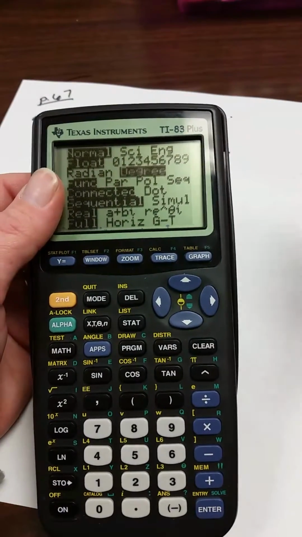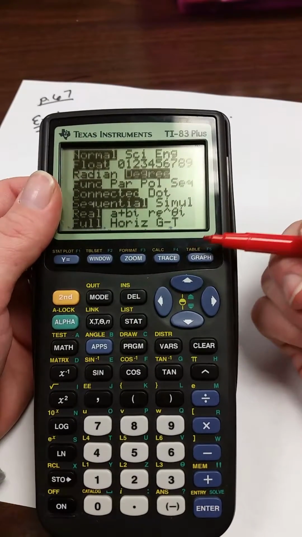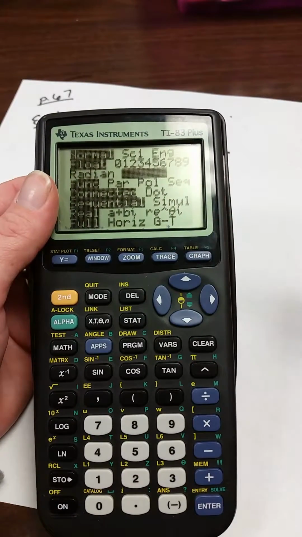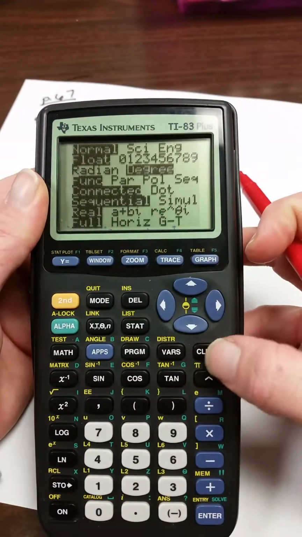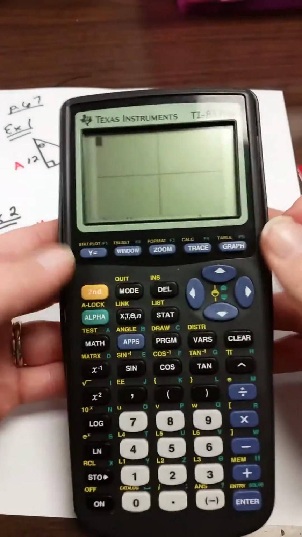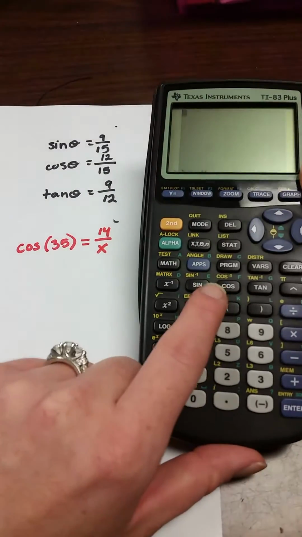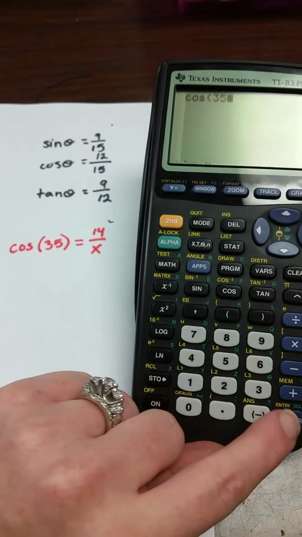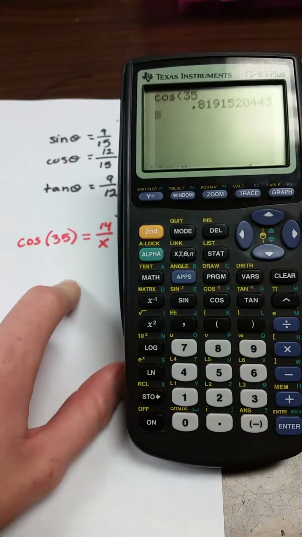You'll learn about radians later on in another class. If you have a different calculator other than this one, you should still have a mode button. You might have 3 modes, radian, degree, and gradient. Just make sure that your calculator is set in degrees. Okay? Just hit clear to get out of the screen. And now that you're in degrees, we're going to type in the cosine of 35. So right here, you're going to hit your cosine button and see how your parentheses come up. Then you're going to type in 35, enter. That decimal is the value of cosine of 35.